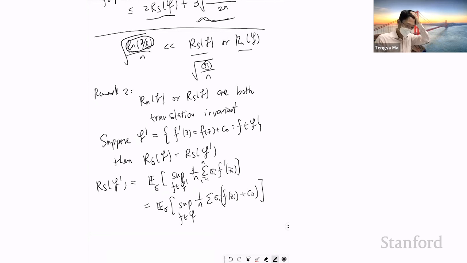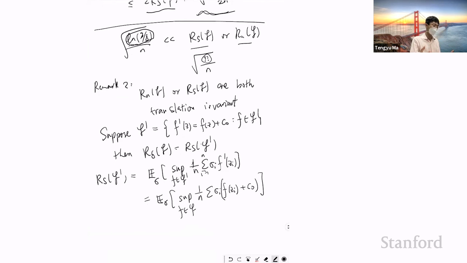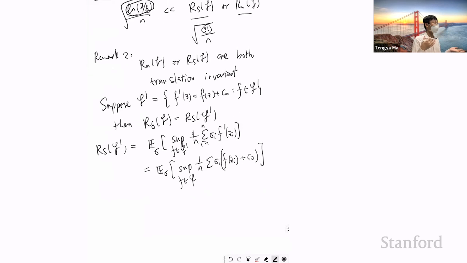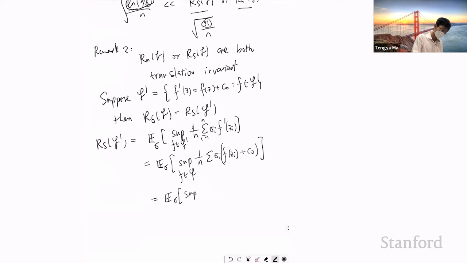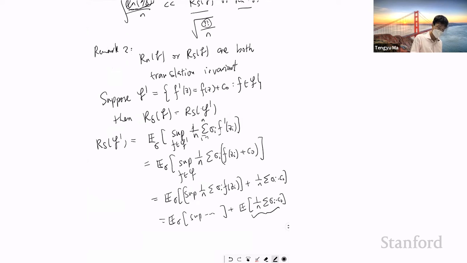Right. So now you can pull out the part about c0. I think we have seen the same technique before, because c0 is not a function of little f, so you can put it out. So you get plus 1 over n times the sum of sigma i times c0. And then you can swap expectation with the sum. So you get the expectation over sigma of the sup, plus the expectation of 1 over n times the sum of sigma i c0. And this becomes 0 because sigma i is a Rademacher random variable. So then this is the Rademacher complexity of F.